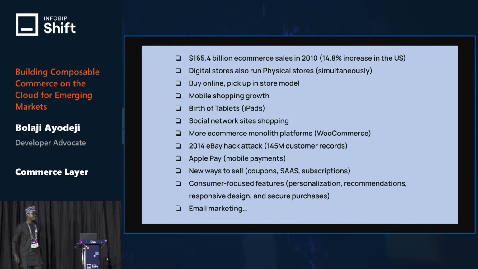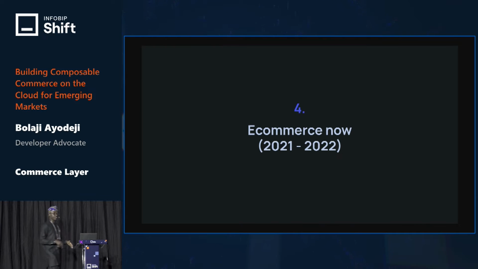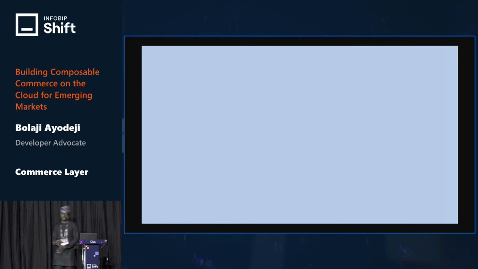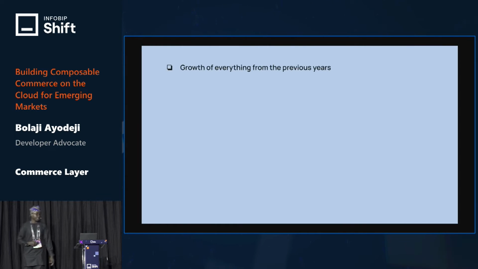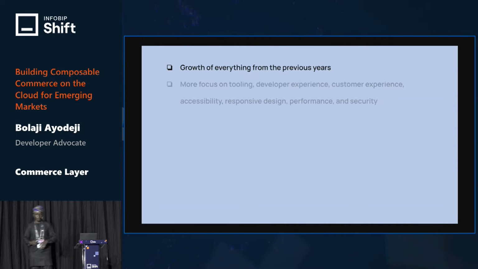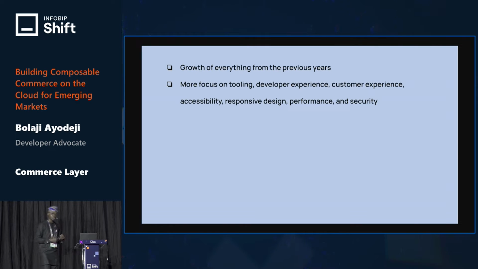And then we arrived at what we have now, 2021 to 2022. Basically, what we see now is the growth of everything from the previous years. Everything I mentioned grew. And then we have more focus on tooling, developer experience, customer experience, accessibility, responsive design, performance, and security. All this evolved over the years.